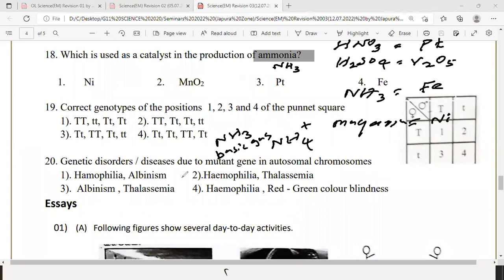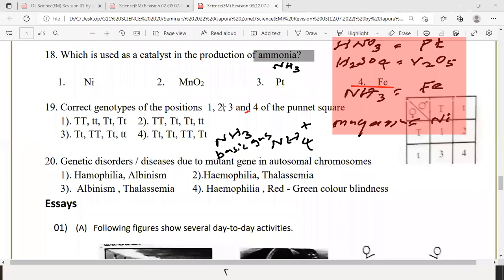Question number 18, I gave separately. If you want, you can copy down. I'll highlight that in red. Nitric, sulfuric, ammonia. You should remember the catalyst used in each industry. So the question number 18, answer is fourth. Iron catalyst is used in the production of ammonia.